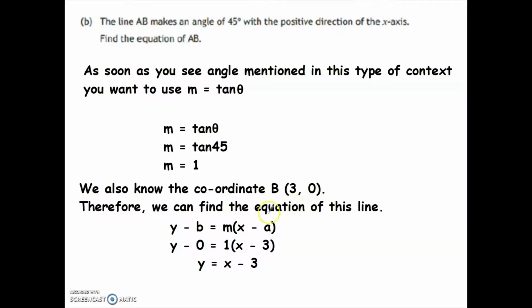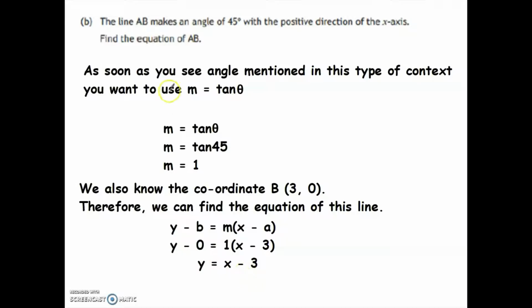So we can substitute this into y minus b just like we did before. So y subtract 0 equals 1 bracket x minus 3. Now 1 bracket x minus 3 is quite sloppy. We wouldn't really like to write that, so we can just break the bracket there, making it x subtract 3. And that gives you your final answer for this equation.